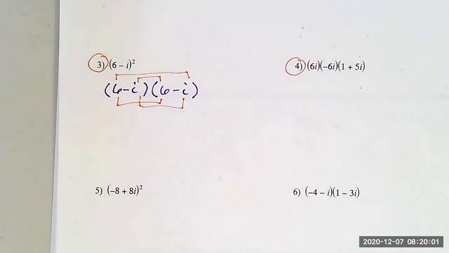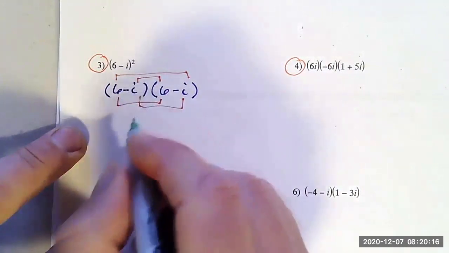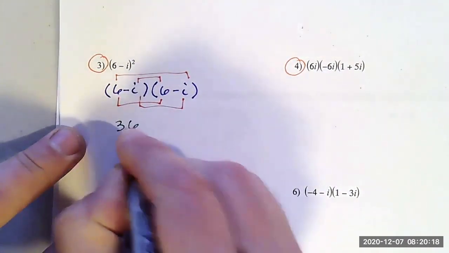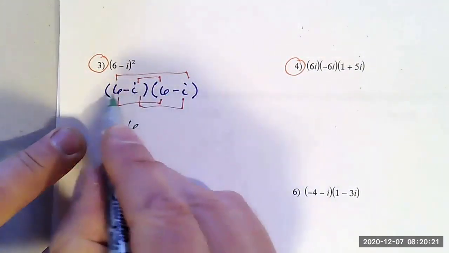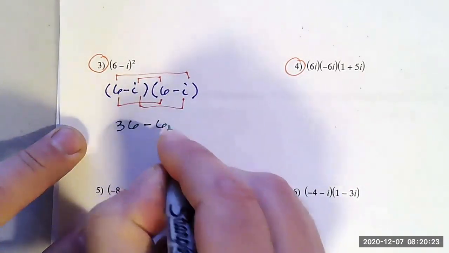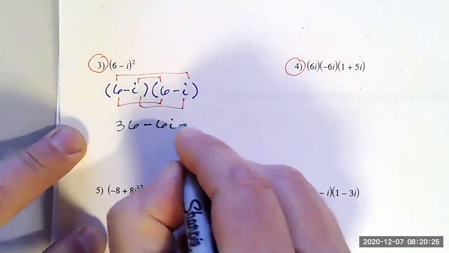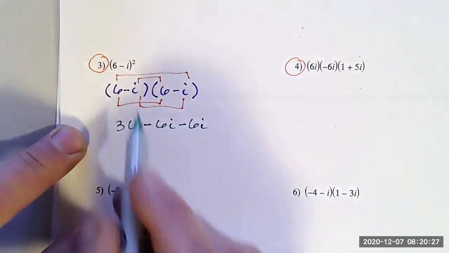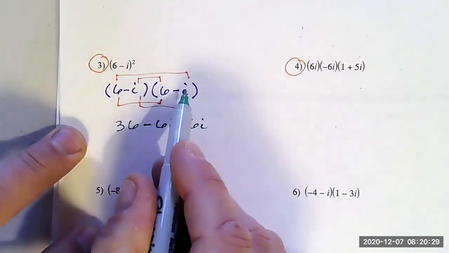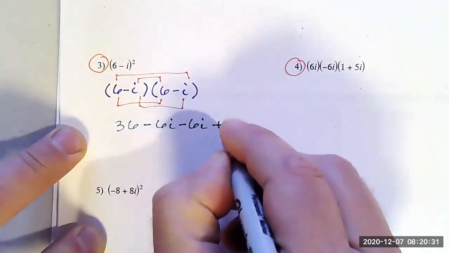Now there's going to be one more step here, because when we have the product of i and another i, you have i squared, and i squared simplifies to -1. We'll demonstrate that in a moment. Product of 6's, we have 36. We have -6i, another -6i, and we have the product -i times -i, which is a positive i squared.